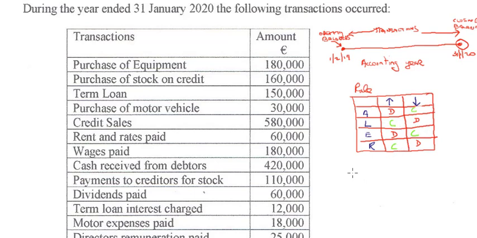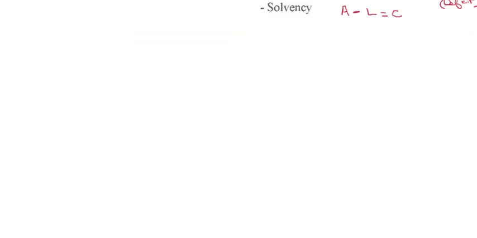So that's that. Okay, so let's go, and I think the first thing we'll do is our profit and loss account. We'll do what we're asked for first. So we go down here and do that.